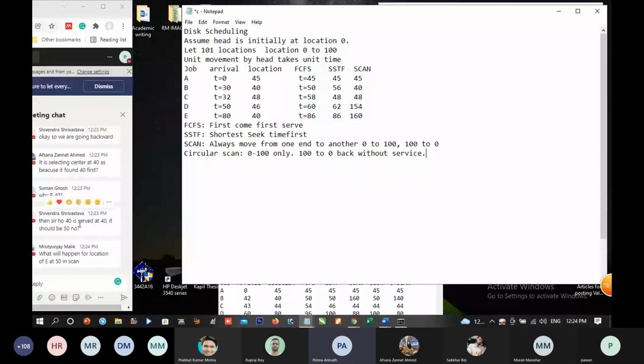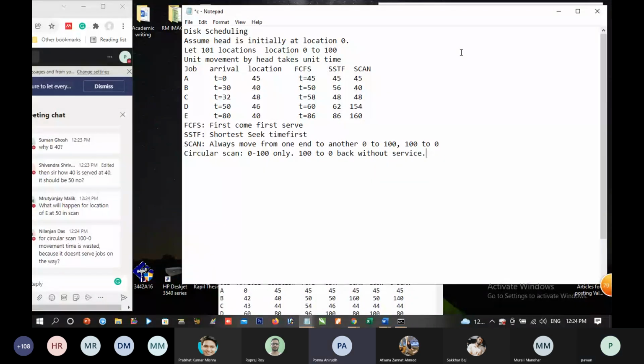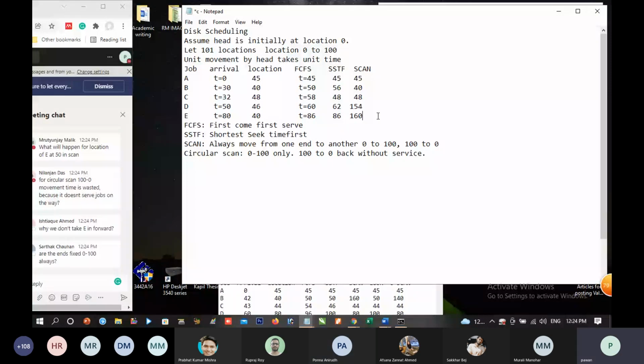Why 50? You see, we are going from 0 to 100. At time t equal to 0, we are at 0. At time t equal to 40, we are at 40. What is the problem? Mrityunjay, your question is not clear.